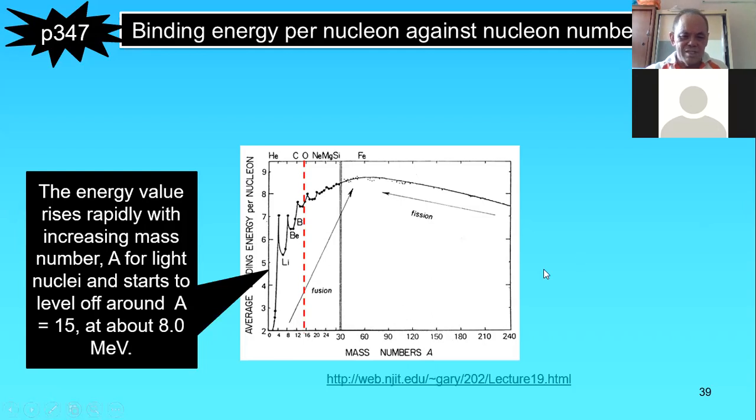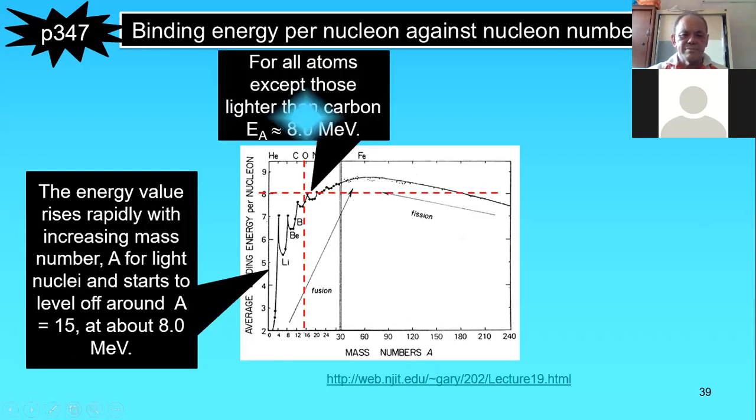So these are all the lighter ones. Right? We can see that most of them are around 8 mega electron volt. The lighter ones are less than 8. Right? In general, for mass number greater than 15, all the nuclei have a binding energy of about 8.